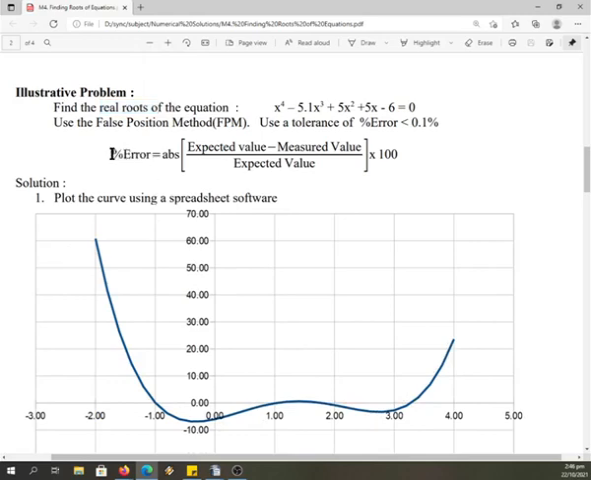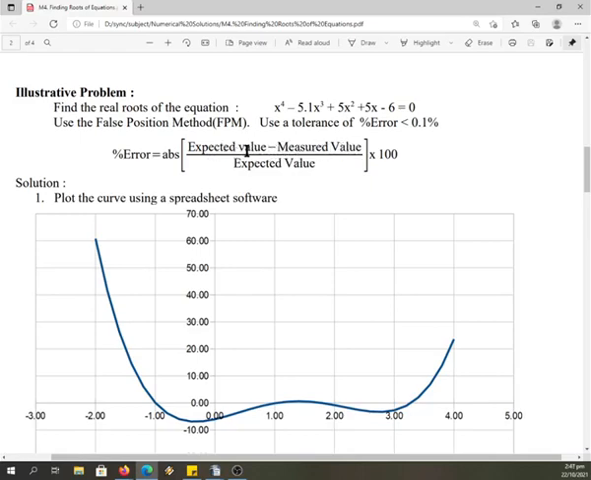Now, let us also introduce the concept of percent error as applied in this situation. Percentage error is equal to the absolute value of the quantity expected value minus measured value divided by the expected value times 100%. Actually, the percent error is a measure of the divergence between the measured value and the expected value.